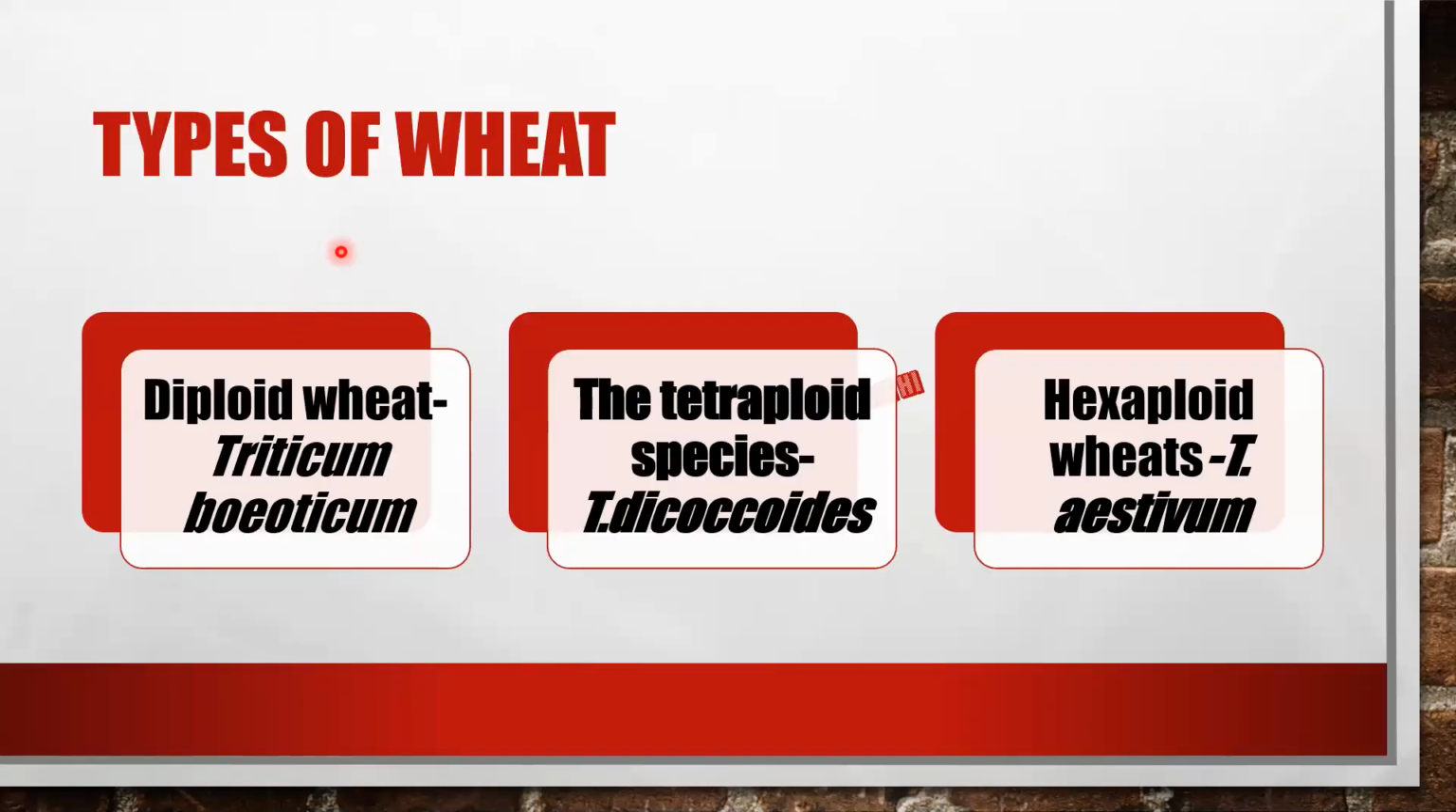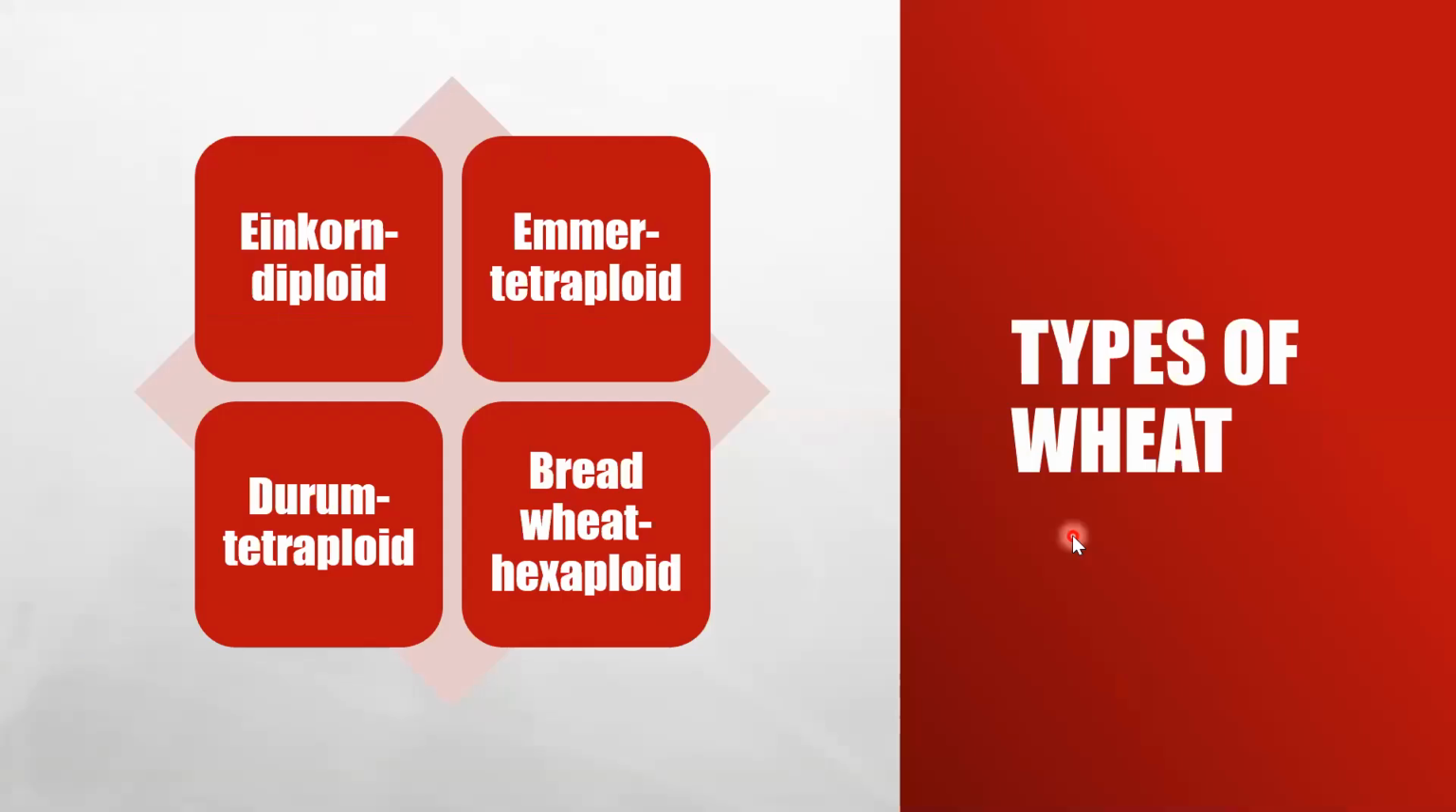Now, we have different types of wheats depending upon their genetic constitution. If it is diploid, then it is called diploid wheat. Example is Triticum boeoticum. Then if ploidy level is 4N, it is called tetraploid wheat. Example is Triticum dicoccoides. And if 6N is equal to 42, then it is called hexaploid wheat. Triticum aestivum, this is also called spread wheat.